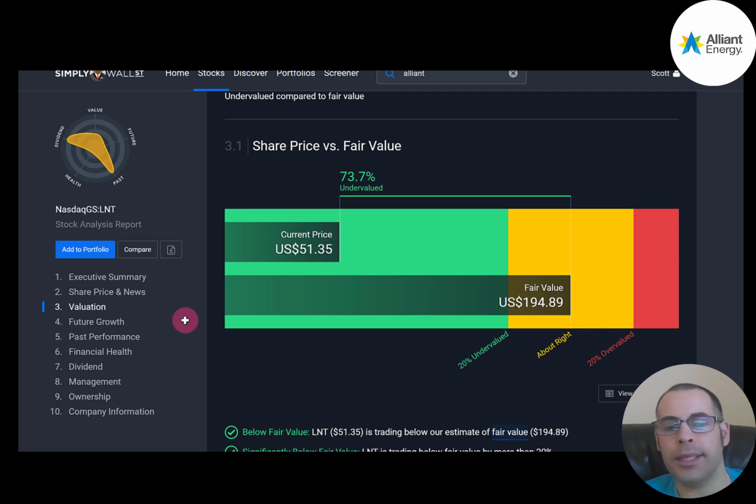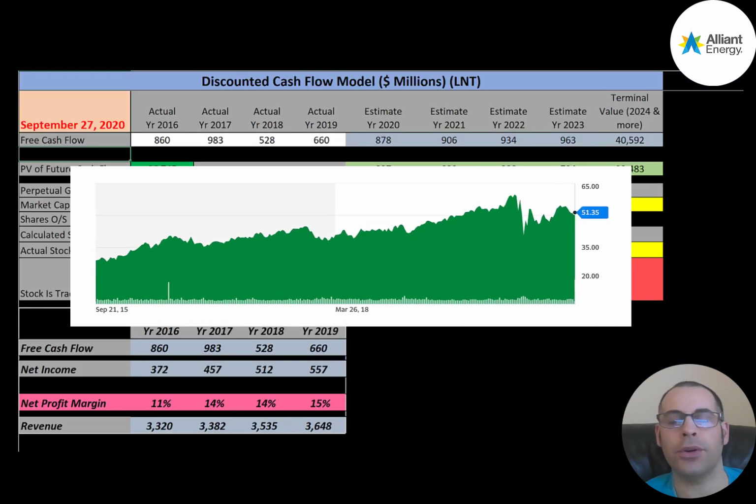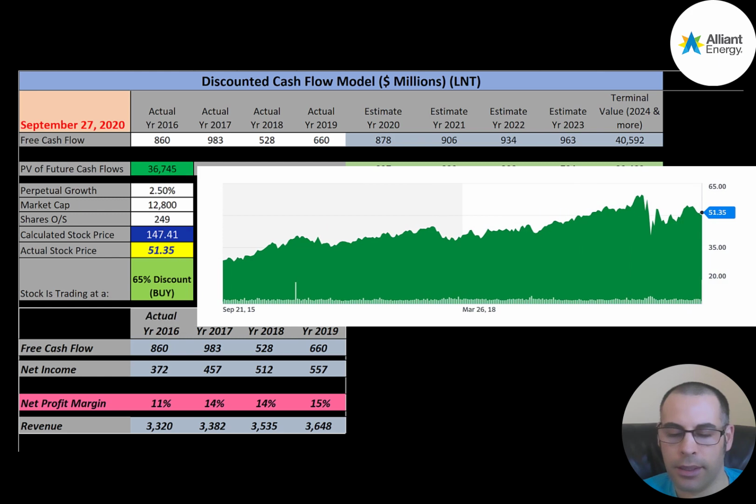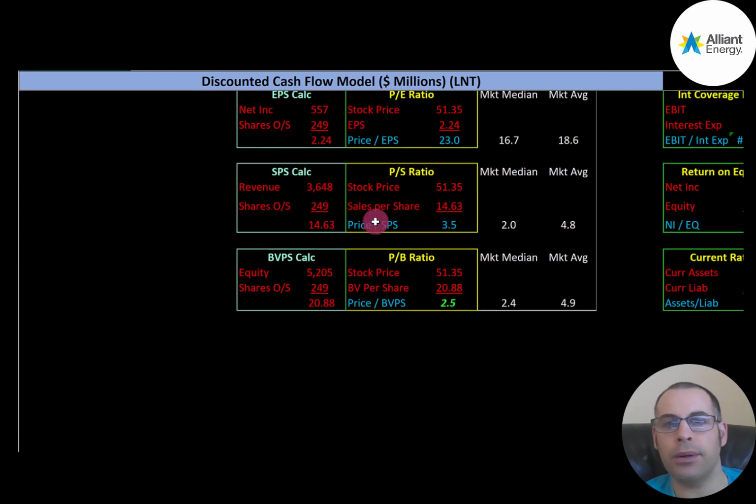I'm at 147. Simply Wall Street's at 194. Even more undervalued according to them. Let's see where the stock has been trading the past few years. The stock was trading around $60 in March. That was its peak. It's come down a little, but it still seems pretty low, at least relative to the valuation. Let's look at the financial ratios.